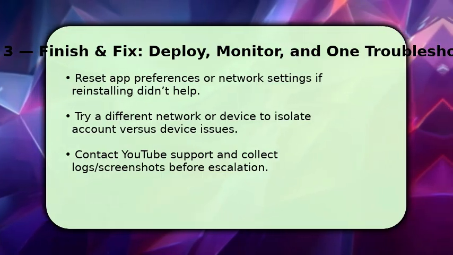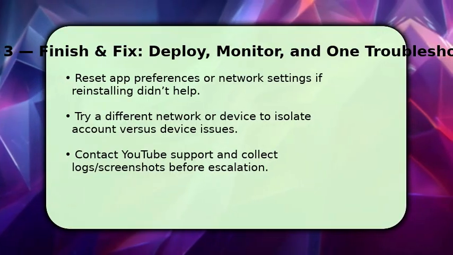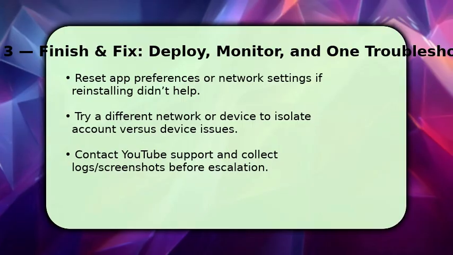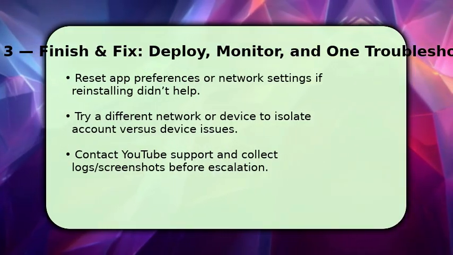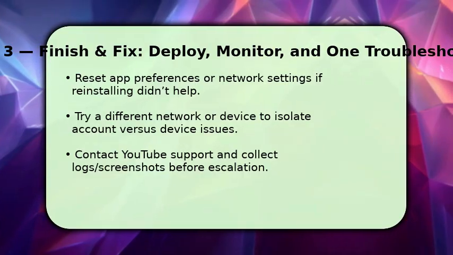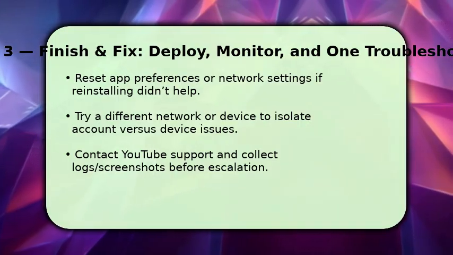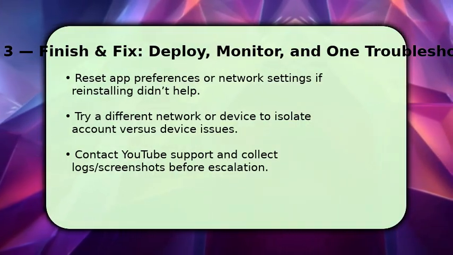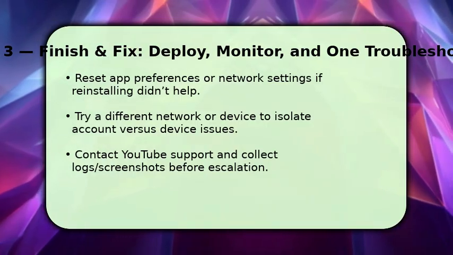Make sure to try a different network or another device to determine whether it's your account, device, or home network. If nothing fixes it, gather timestamps, screenshots, and any error logs, then contact YouTube support. Provide those details so they can escalate. Troubleshooting tip. If playback works on cellular but not Wi-Fi, reboot the router and check DNS settings before hardware resets.